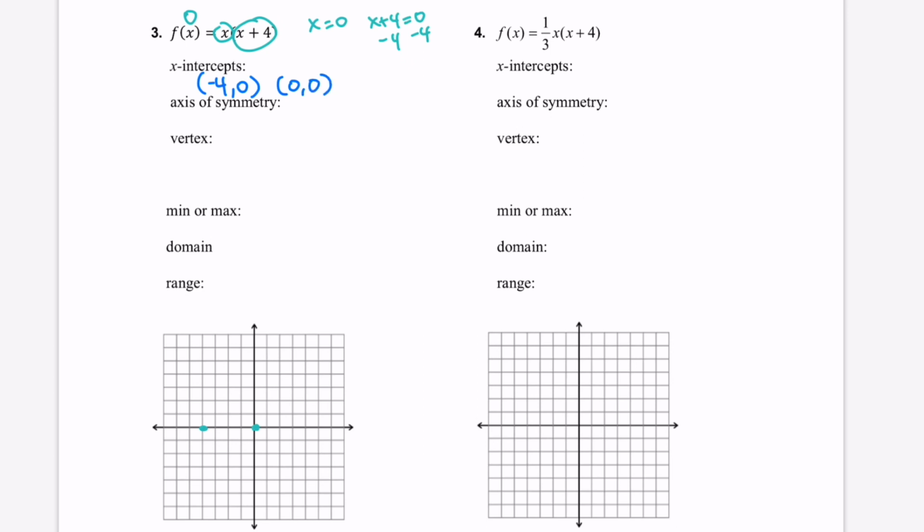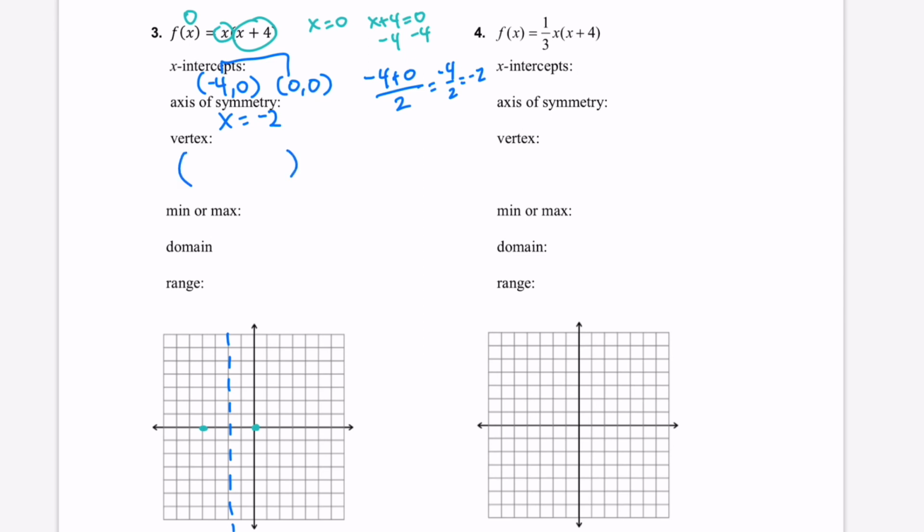Our axis of symmetry is going to be right in between the 2 points at x equals negative 2. But remember, you can add the x values. Negative 4 plus 0 is negative 4, and then we divide that by 2, and negative 4 divided by 2 is negative 2. So either way, you get a negative 2 for the axis of symmetry.